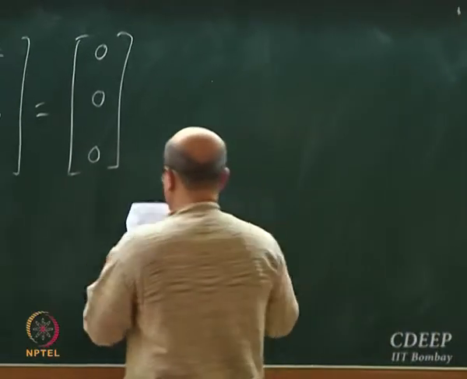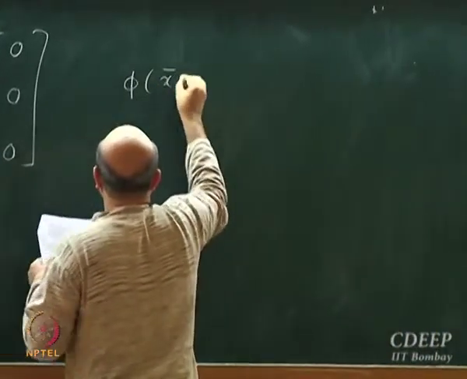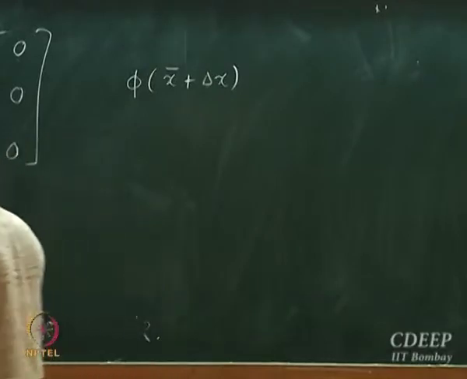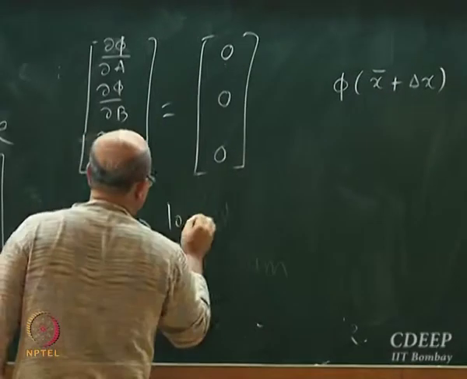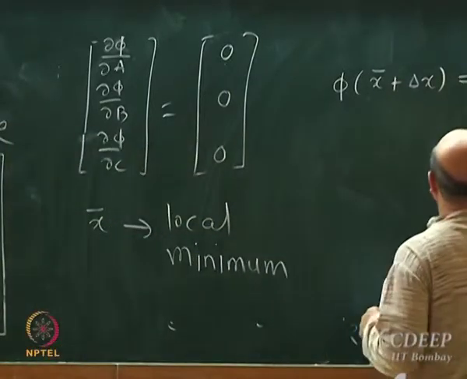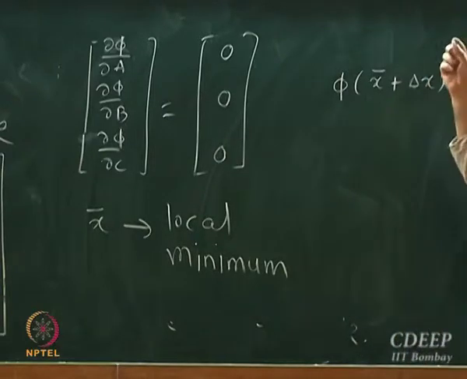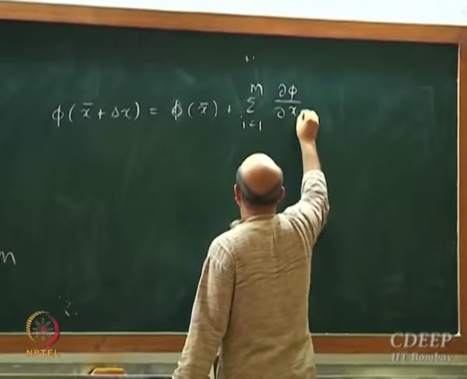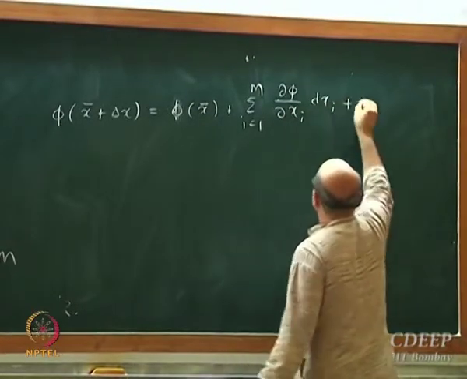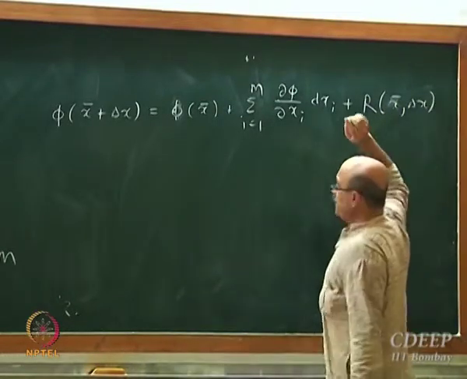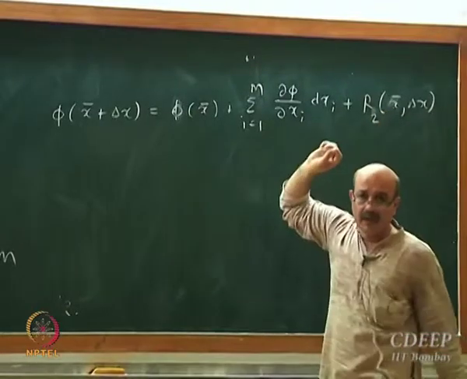But the way this is done is that I can write phi of x bar plus delta x. So I take a small perturbation, let's say x bar is the local minimum. I can write this as f of x bar using Taylor series expansion, plus the sum over i going from 1 to m of dou phi by dou xi times delta xi, plus the residual term at x bar, delta x. This is the second order residual term.